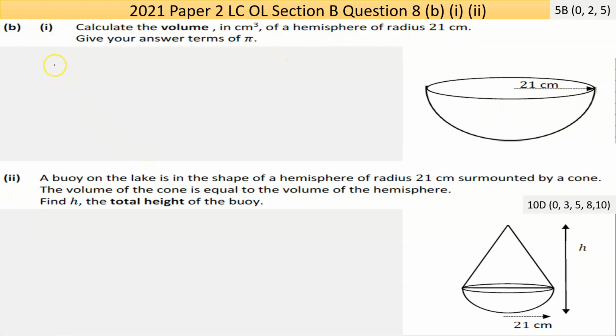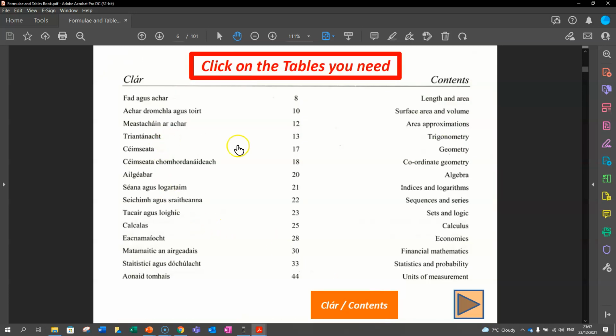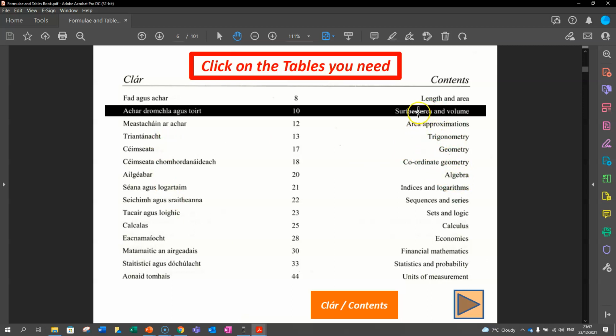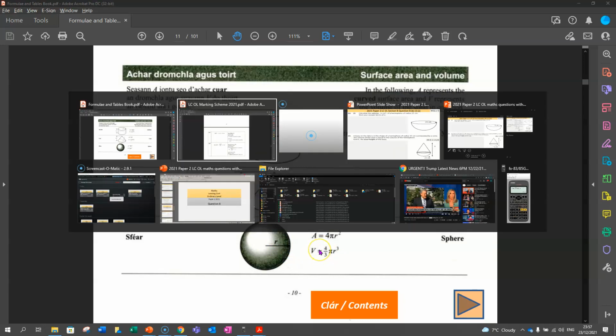Now, this is where I go to the maths tables, and I don't actually have them open, although I should. Let me pause the video for a second to get them open. So this is the digital version of the maths tables. If I click on the contents, I'm looking here for area and volume. Okay, and there we are. So surface area and volume. I'm looking for what this shape is. It's not a cylinder. It's not a cone. It's a sphere, and they say hemisphere. Okay, let me go back to the actual question itself.